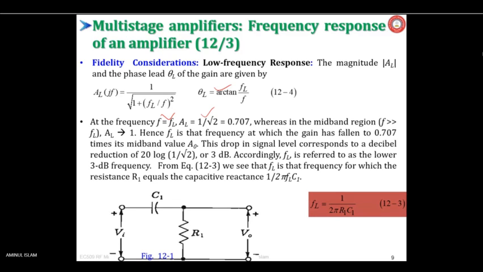This is going to be 1, and this is going to be 1, so it is 1 squared plus 1 squared, 1 plus 1 is 2, square root of 2. So 1 upon square root of 2, or not? AL is going to be this. Yes, sir. At a frequency f equals fL, AL is going to be 1 upon square root of 2, which is 0.707. Whereas in the mid-band region, f much greater than fL, AL will be tending to 1.